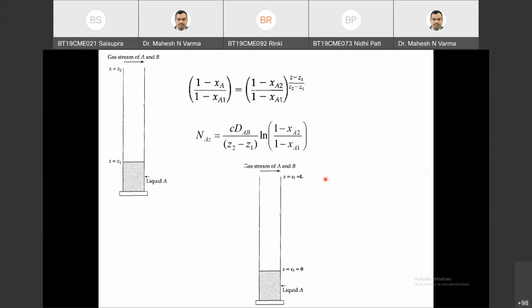That's what I'm saying. So Z2 minus Z1 is L. You give me the complete concentration profile. It is equal to CAD by L into ln of 1 minus X. This is the concentration profile. No, sir. Instead of Z2 minus Z1, we have L. So what is the concentration profile? Give me the complete concentration profile.